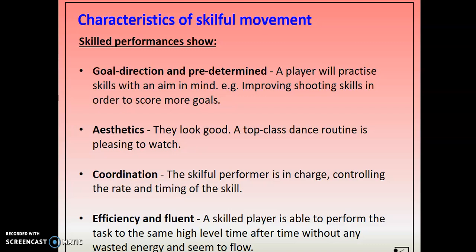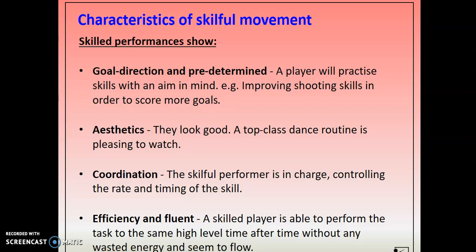Aesthetics then is about looking good. If something is aesthetically pleasing to you, it means that it's nice to watch. It means that it's good to watch. So you know that a dance or a gymnastic routine has been done well because it's aesthetically pleasing. It gives you that feeling, has a good aesthetic, a good look about it.